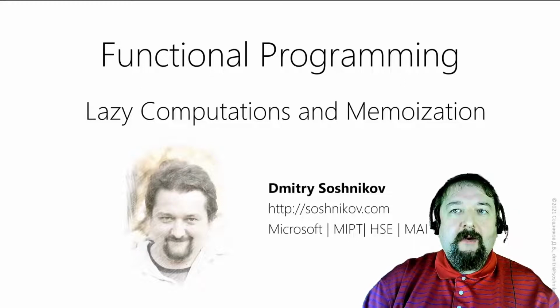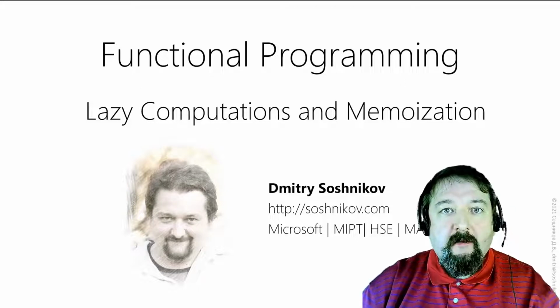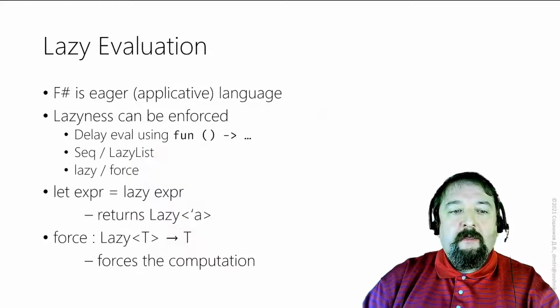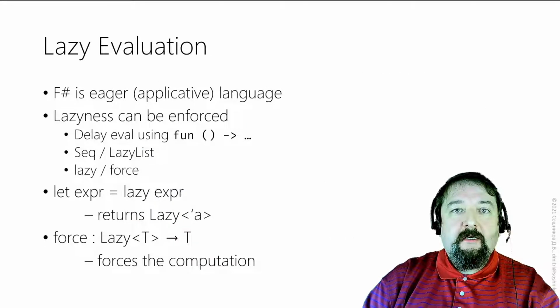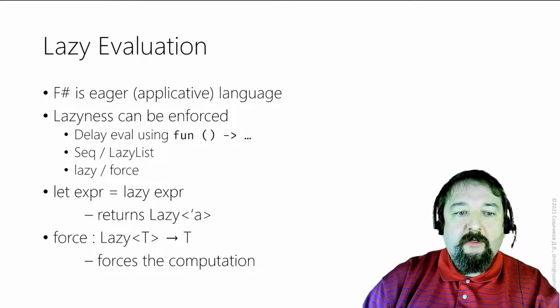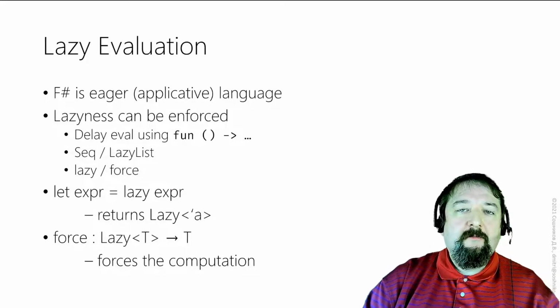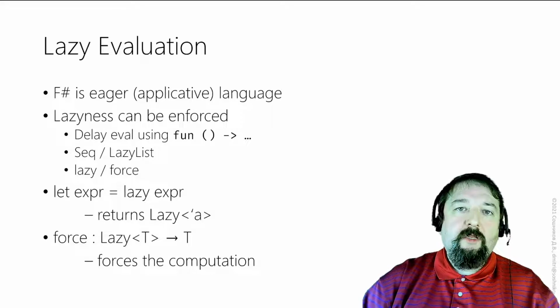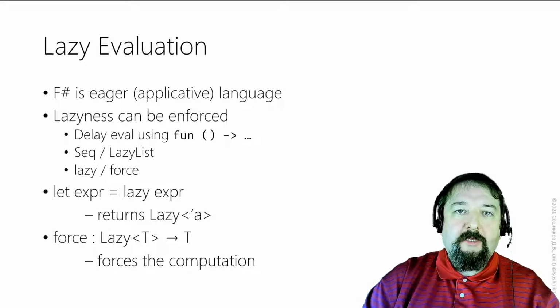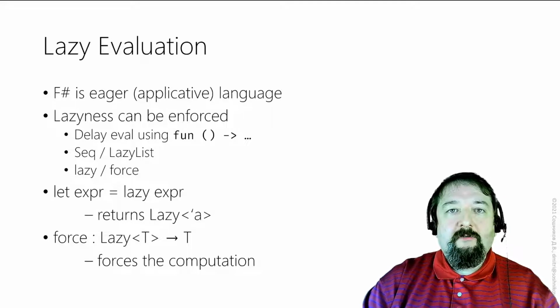Now let's talk about lazy computations in F sharp. F sharp, as you know, is an applicative programming language, so it's eager. It computes all arguments of a function before calling it. But there are some cases when we need to have lazy evaluation, and one of the examples we have seen already during the tree traversal.